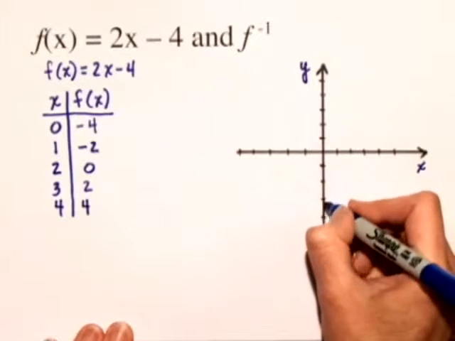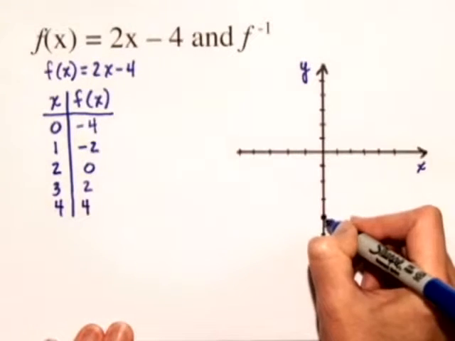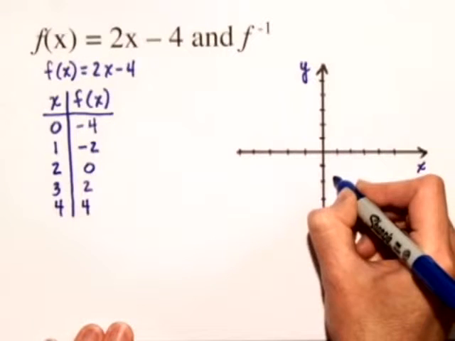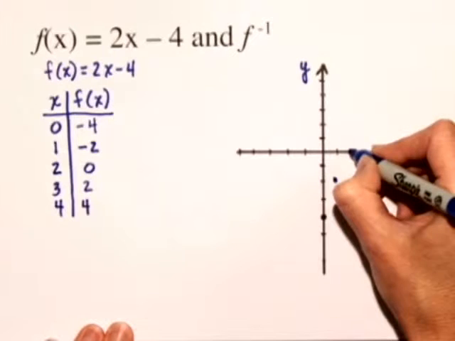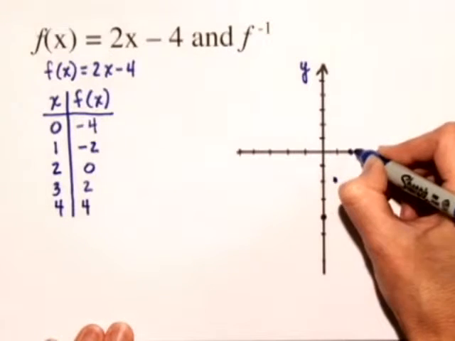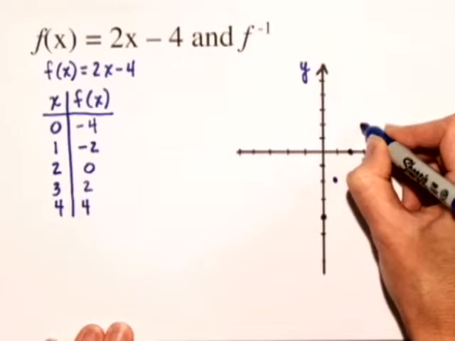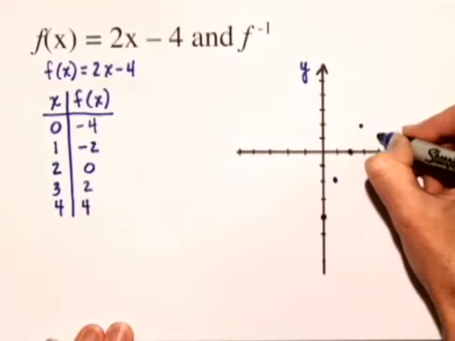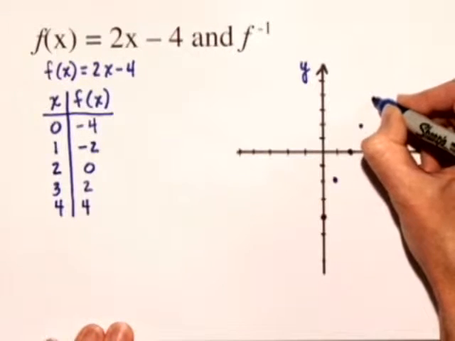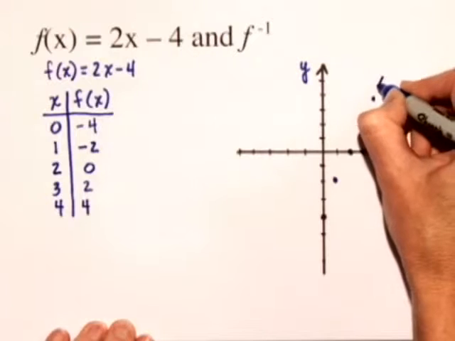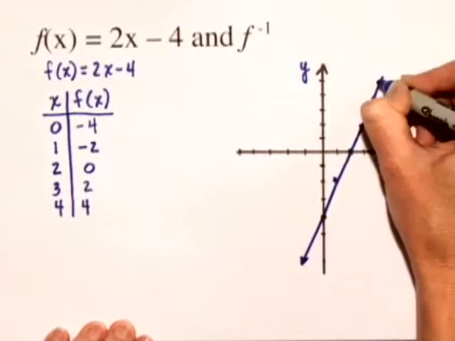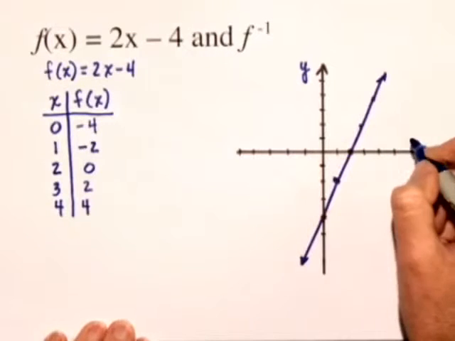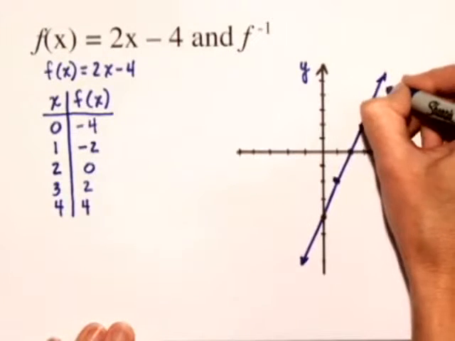So we have 0, negative 4. Then we have 1, negative 2. We have 2, 0. We have 3, 2. And finally, we have 4, 4. And we can see, if we connect these points, that they form a straight line. And this is the graph of f of x.